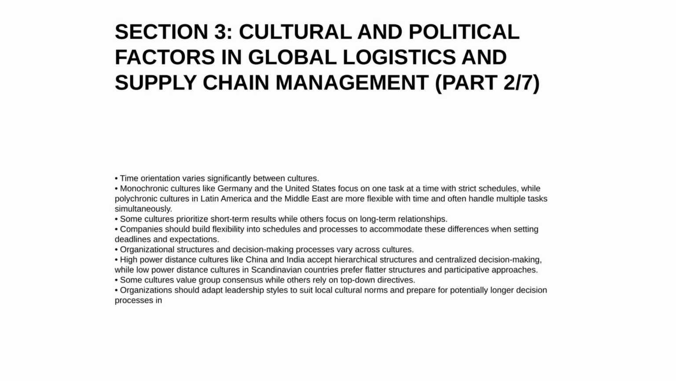Time orientation varies significantly between cultures. Monochronic cultures like Germany and the United States focus on one task at a time with strict schedules, while polychronic cultures in Latin America and the Middle East are more flexible with time and often handle multiple tasks simultaneously. Some cultures prioritize short-term results while others focus on long-term relationships. Companies should build flexibility into schedules and processes to accommodate these differences when setting deadlines and expectations.